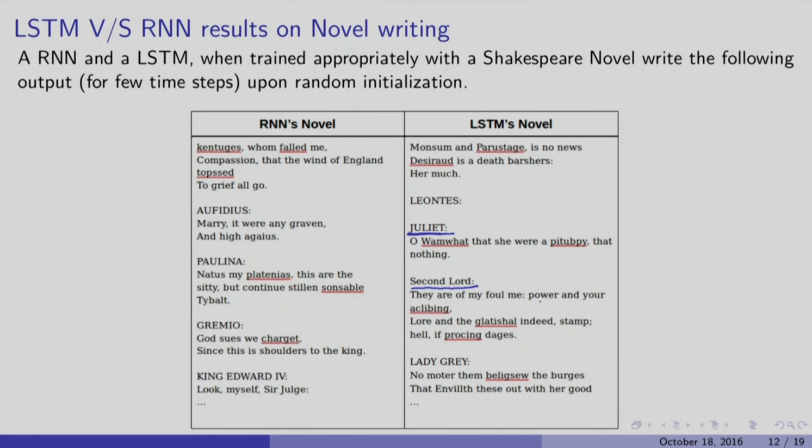So for second lord there is power and so on. For Lady Grey there are probably some keywords which are indicative of the person speaking. So this is where we see the short term memory in action. It is just the coherence of keywords with the turn, the person speaking.